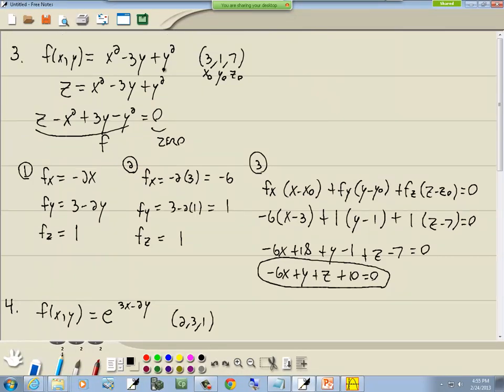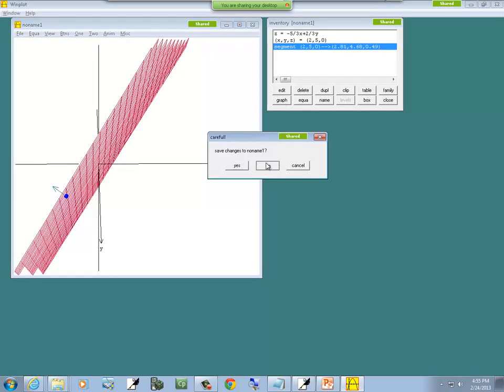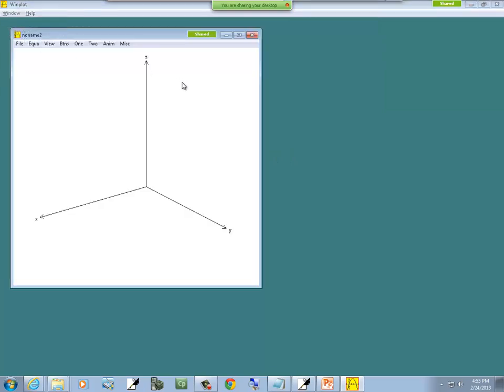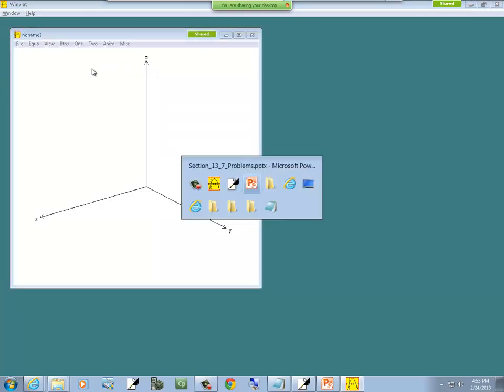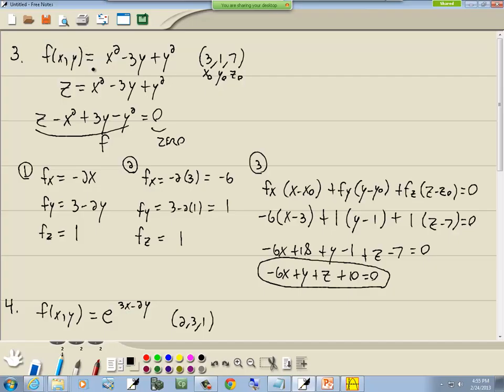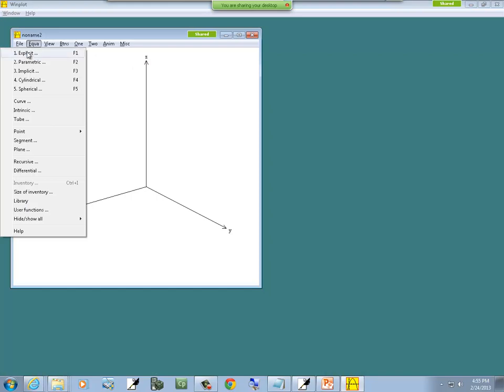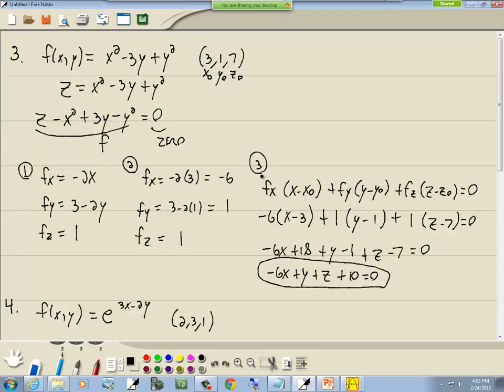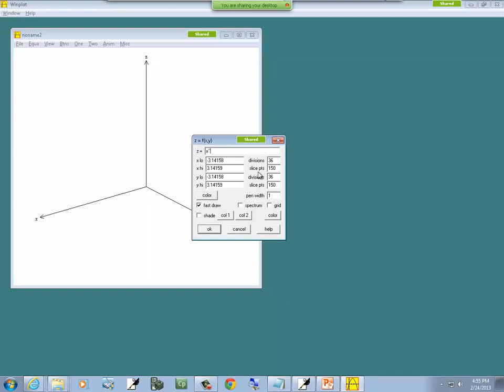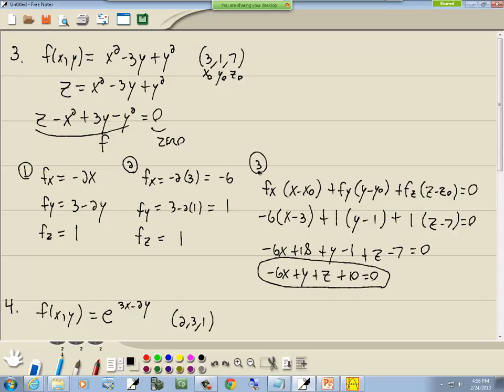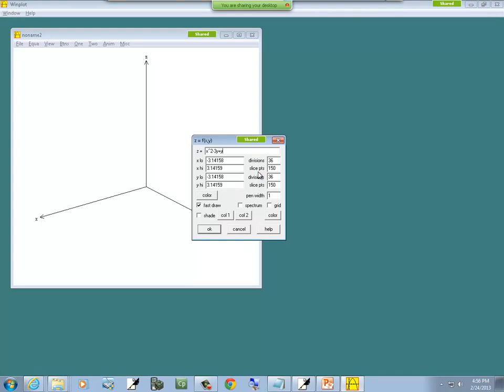Let's actually look at this one. I'm just curious. So if I come over to one plot, before we do the next one, we'll do window, 3 dimensions, and we're going to plug that in, so that's explicit. So I do equation explicit, and it says x squared. So I do x caret 2 plus minus 3y plus y caret 2. And it's going to be at 0.317, so let me change this to negative 8, 8, negative 8, 8, and click OK.